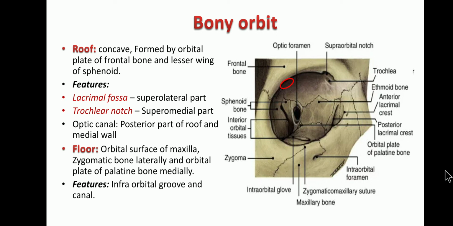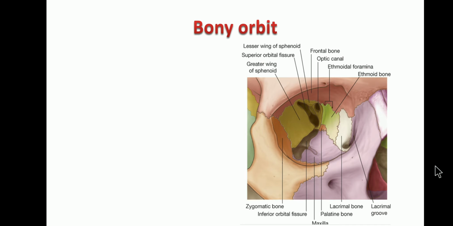So mainly on the floor you see the infraorbital groove and canal, which leads to the infraorbital foramen and transmits the vessels and nerves of the same name. They are branches of the maxillary nerve and artery. The infraorbital nerve is considered the terminal part of the maxillary nerve.